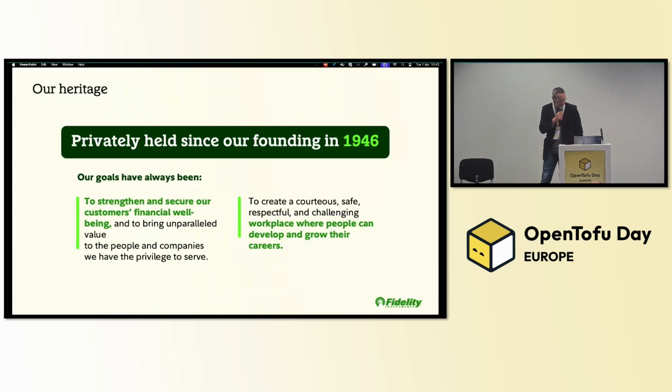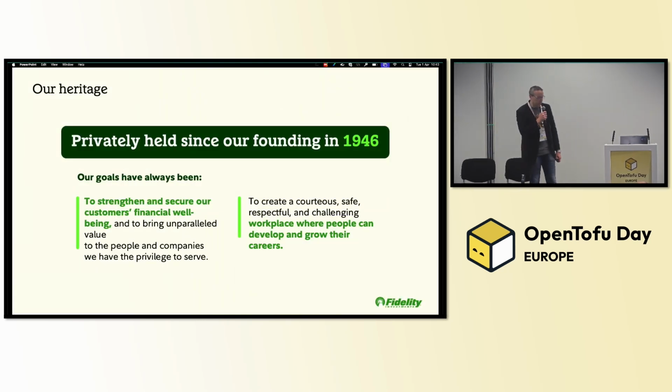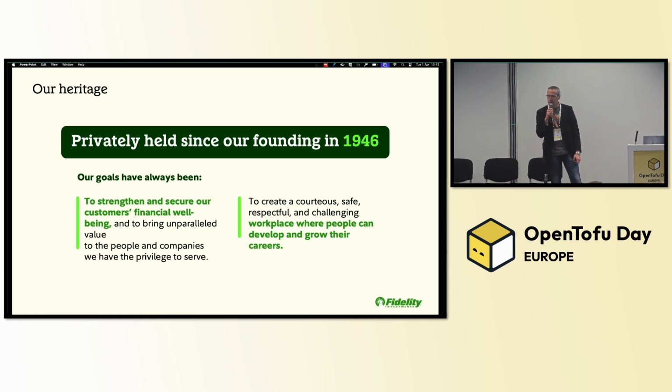Right, so a little bit about Fidelity. Actually, what I should have mentioned is what I am going to talk about today. We're going to talk about a very quick overview of how we approached and how we executed a very large-scale migration from Terraform Community Edition over to OpenTofu.